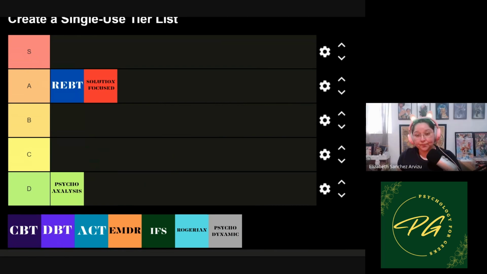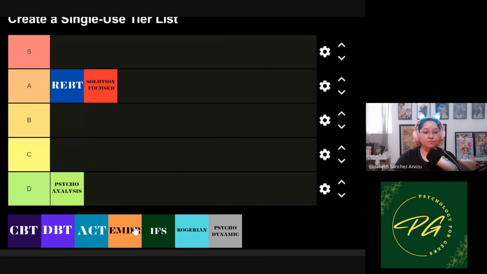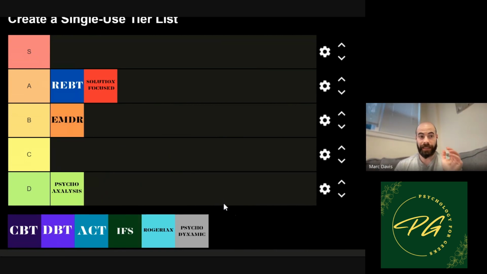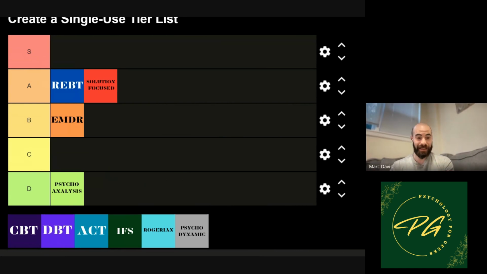Another reason why I'm giving it B is because I remember this piece also. If we're talking about EMDR for trauma, it's A, if not S. For everything else, it's like D, if not C, if not D. So in the middle, it would be B.